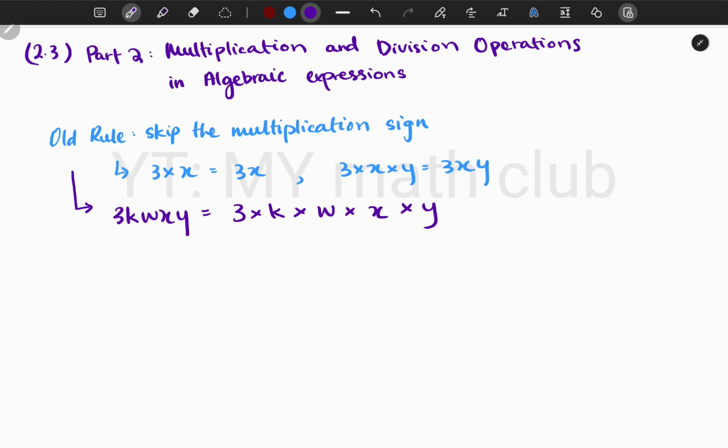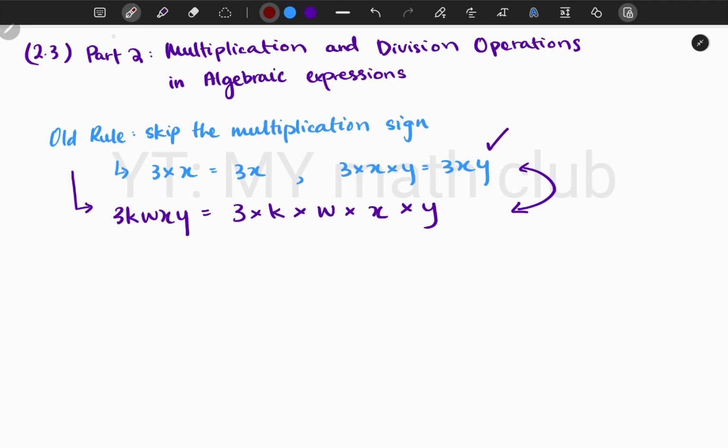So basically this quote-unquote new rule is just saying the flip side of the first rule, in the sense that you should skip the multiplication signs when writing expressions, but at the same time, you should also know that this expression involves multiplications even though there is no multiplication symbol.